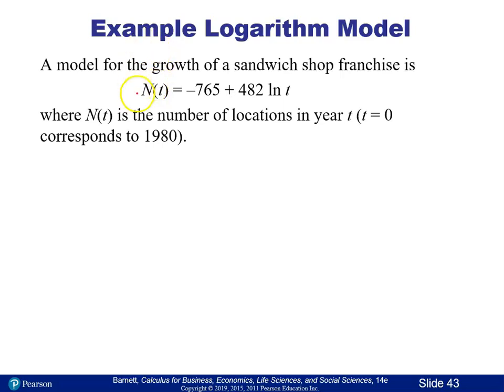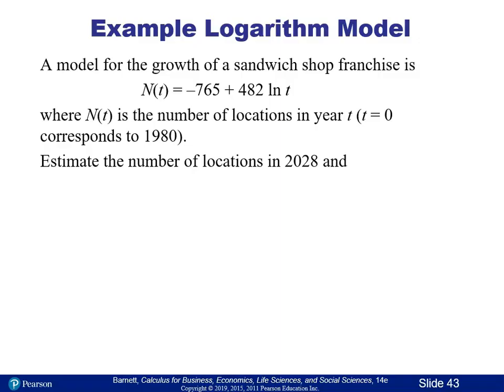Okay, we want to look at this example. A model for the growth of a sandwich shop franchise is given here, where N of T is the number of locations in year T, and t equals 0 corresponds to 1980. So we're going to be asked to estimate the number of locations in 2028 and interpret the results. So if we're estimating the number of locations in 2028, well, t equals 0 corresponds to 1980. So if we subtract those, we're going to see that 48 years have elapsed. So we're actually going to plug 48 into this.